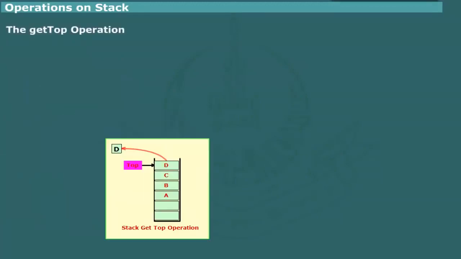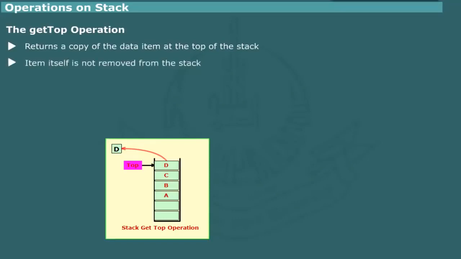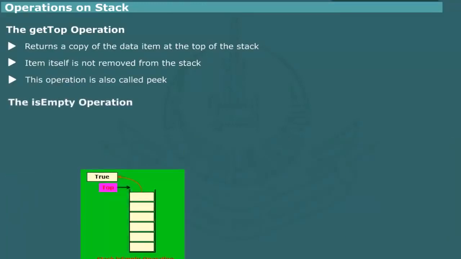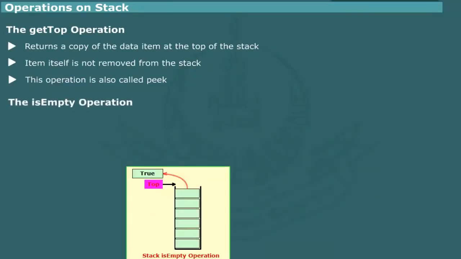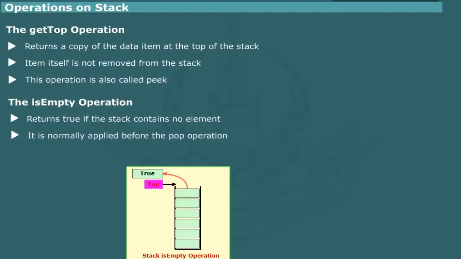GetTop operation. The getTop operation returns a copy of the data item at the top of the stack. The item itself is not removed from the stack. This operation is sometimes called peek. isEmpty operation. The isEmpty operation returns true if the stack contains no element and false otherwise. It is normally applied before the pop operation to avoid stack underflow condition.